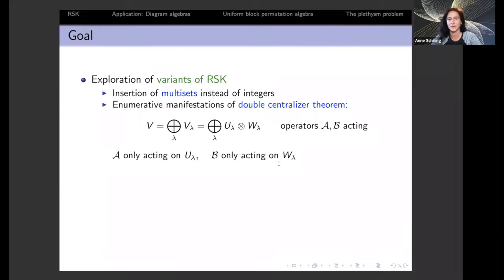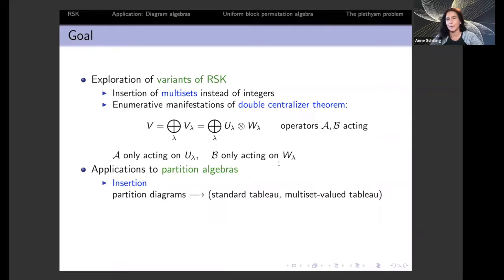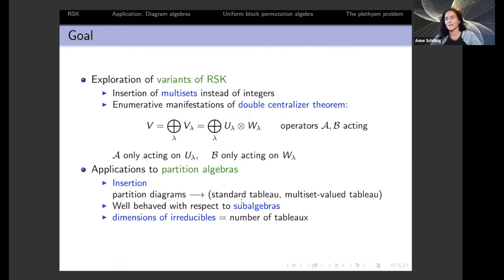Once I describe this insertion algorithm, we will look at applications using what's called the partition algebra. We will look at this insertion, and we will see that we get a tuple of a standard tableau and what's called a multiset-valued tableau. One thing that is nice about this insertion is that it's well behaved with respect to subalgebras. There are various subalgebras of the partition algebra, such as the Temperley-Lieb algebra, the Brauer algebra, and so on. We will also see that this insertion gives us the dimensions of the irreducibles as numbers of certain tableaux.